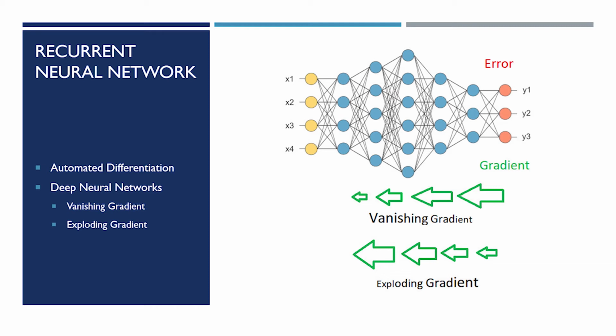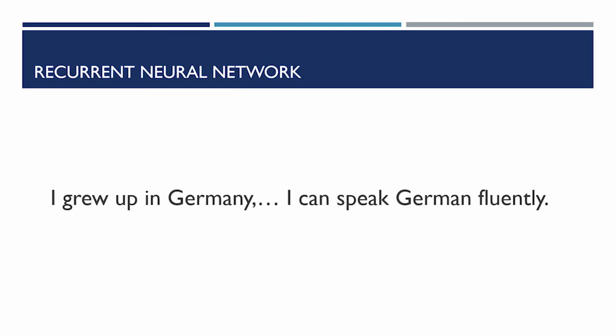With very deep neural networks, vanishing or exploding gradients can occur. For example, in the sentence "I grew up in Germany, I can speak German fluently," the connection between German and Germany is very important. The network needs to understand this. This is called a long-term dependency. In terms of sequential data analysis, the distance between the dependent words is long.